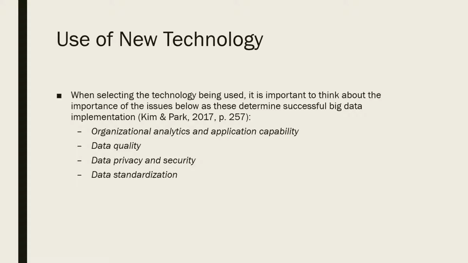So using new technology. When you select the technology being used, it's important to think about the importance of other issues as we look at them below to determine big data implementation. These issues are the organizational analytics and application capability, the data quality, data privacy and security, and data standardization.